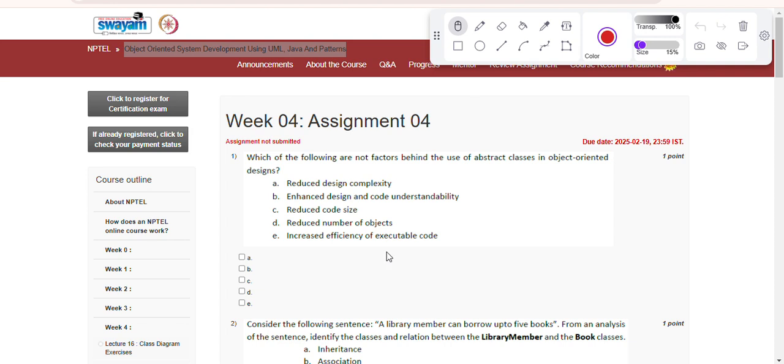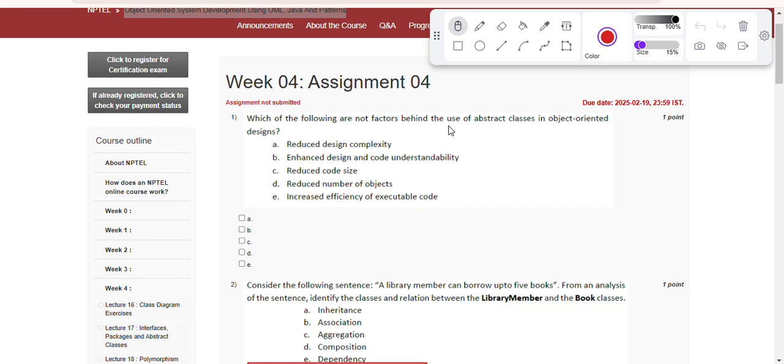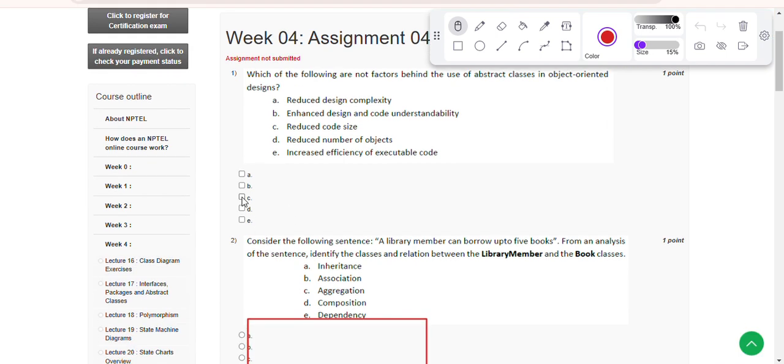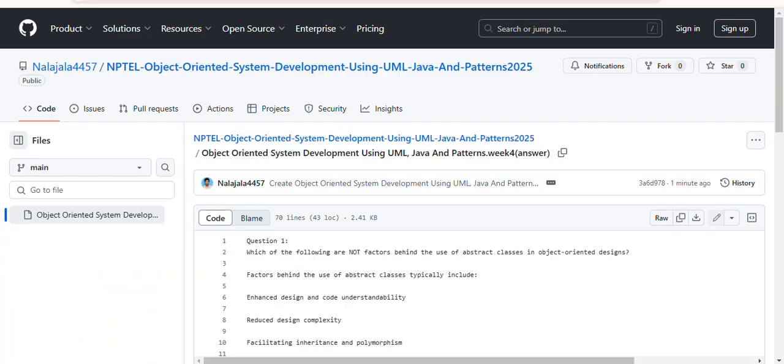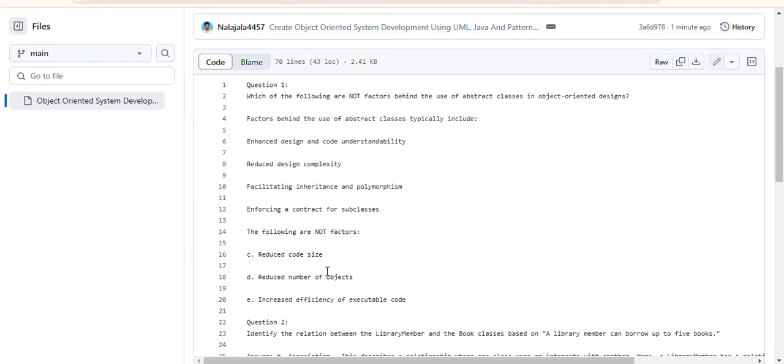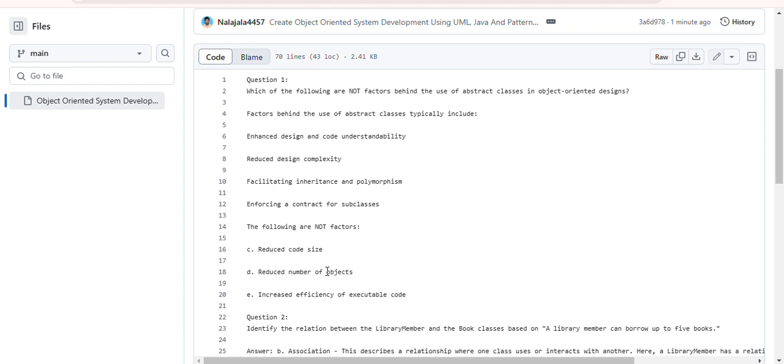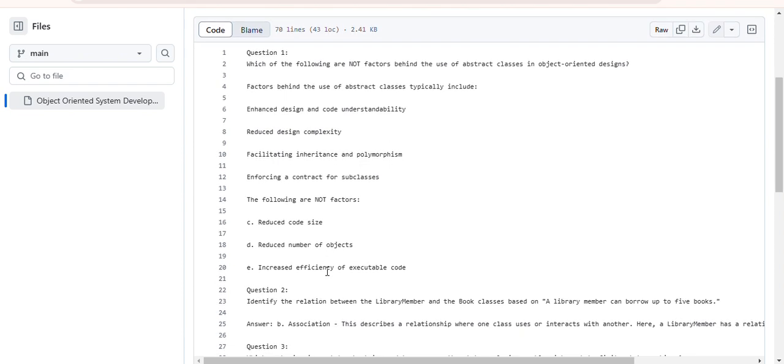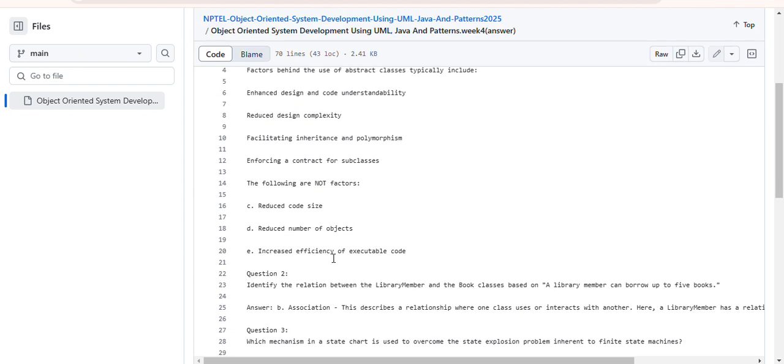Here is the first question. Which of the following are not factors behind the two abstract class and object-oriented designs? So the answer is C, D, E. The first question answer is C, D, E. I have given a clear explanation with the answer on GitHub. The link is in the description. Just open it and see the answers, with C, D, E as the first question answer.